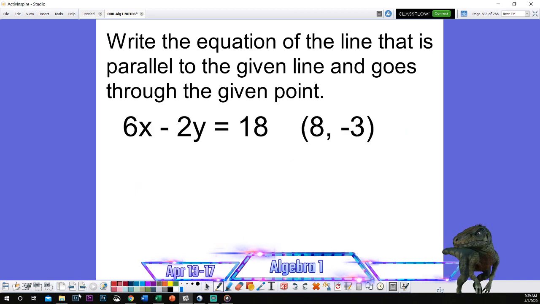Let's try another. Alright, we're looking at the equation first. Go ahead, figure out what the slope is for this equation.